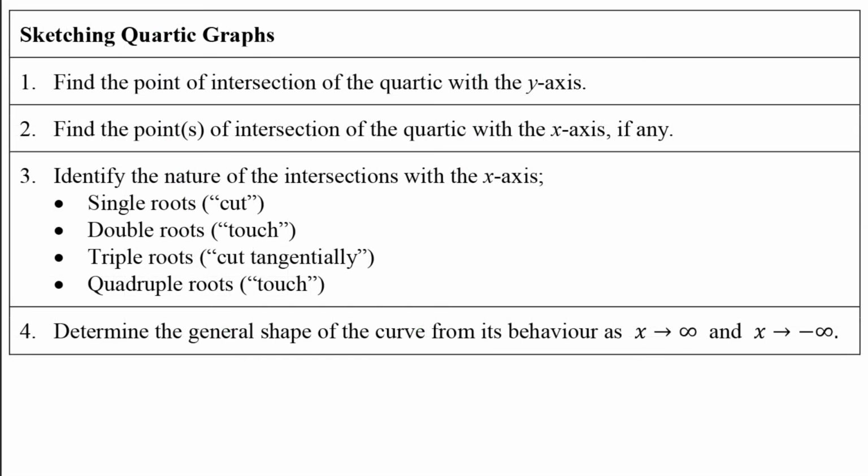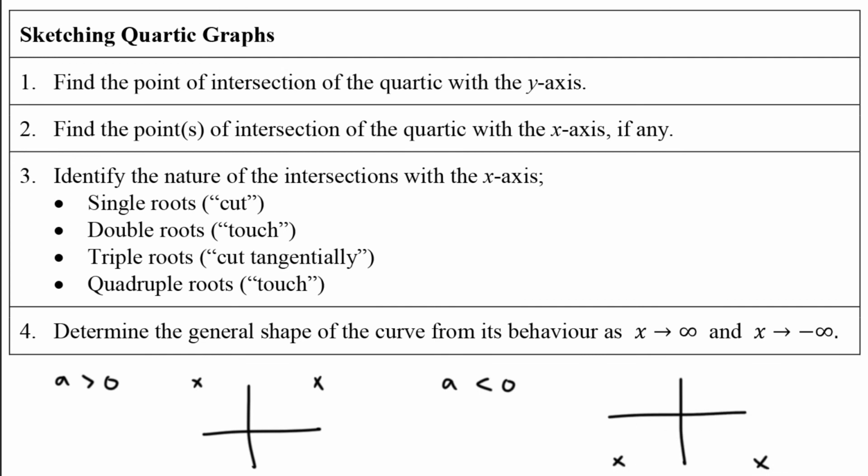And finally, we have to determine the general shape of the curve from its behavior as x tends to infinity and negative infinity, but we know that we do this by inspecting the coefficient of x to the 4. If we have such a coefficient which is positive, we will have a curve which begins and ends above the x-axis. If we have a coefficient of x to the 4 which is negative, then we will have a curve which begins and ends below the x-axis.